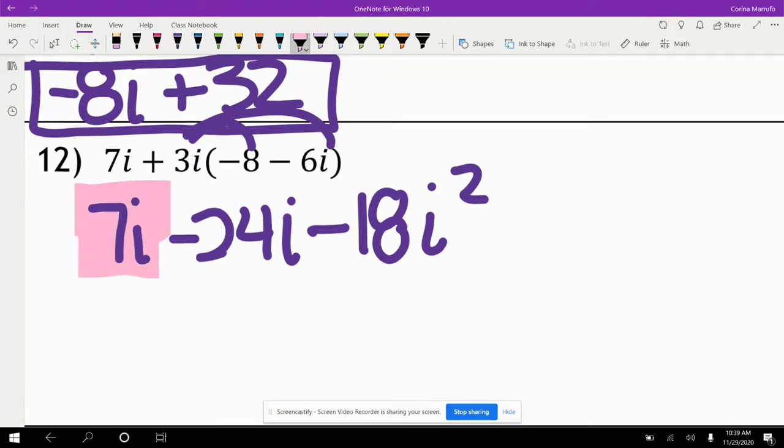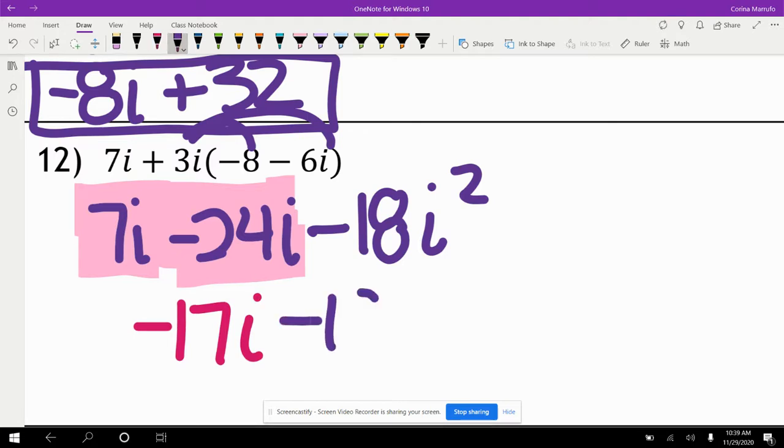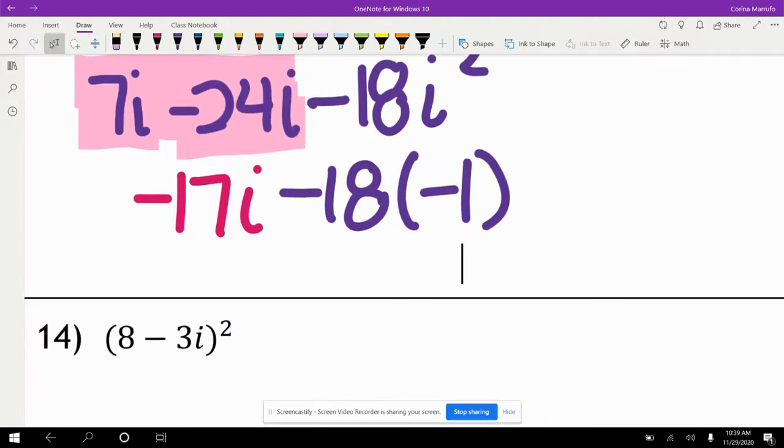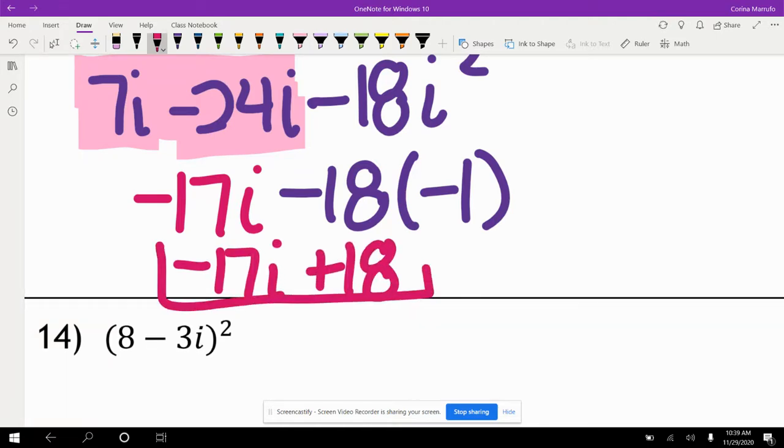If you have 7 i's and you take away 24 i's, you're going to have a total of -17i. And then we have to remember, we see an i squared there, so -18 instead of i squared, we do have to replace that with a -1. -18 times -1 is going to give you a +18. And that's it.